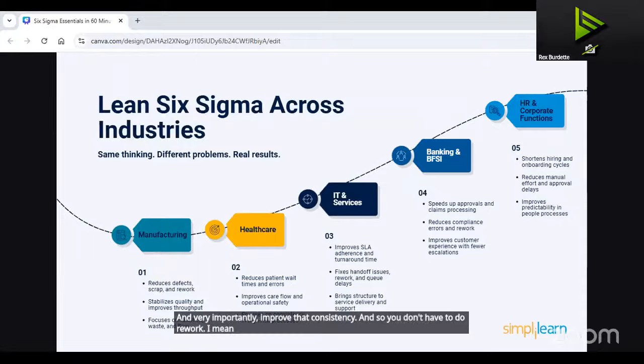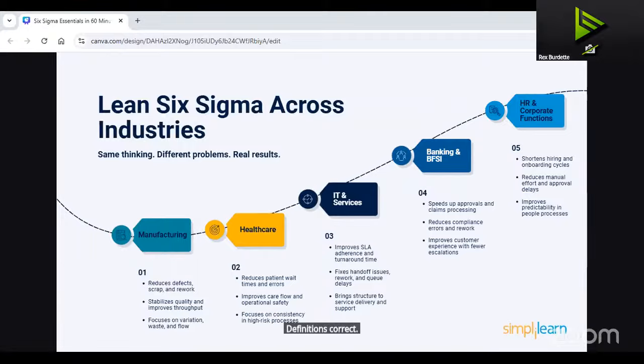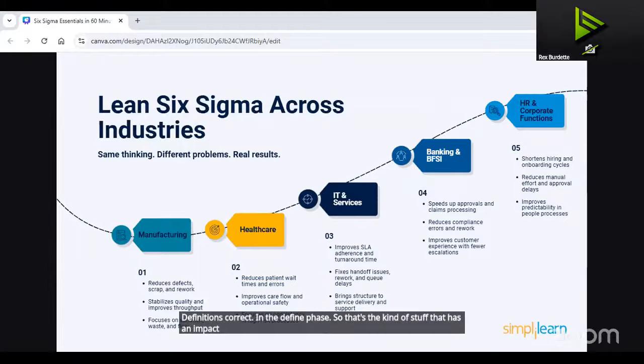I mean, if an IT group produces a product, let's say in a sprint, and it doesn't meet the needs of the stakeholder that requested it, they have to go back and do it again. And a lot of time that's because they didn't get the definitions correct in the define phase. So that's the kind of stuff that has an impact on IT and services.